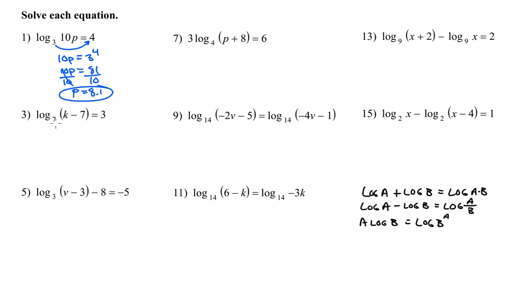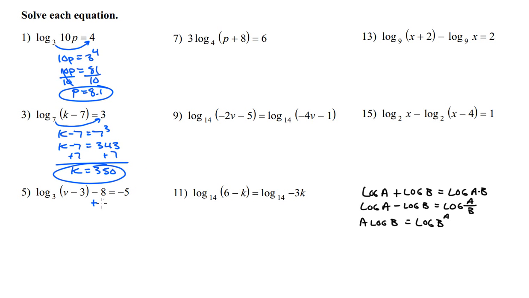This one here, number 3, we'll do the same thing. 7 to the third equals k minus 7. Right? K minus 7 equals 7 to the third, which is 343. That's supposed to be a 3. There we go. So we add 7 to both sides, and we get that k equals 350. Okay?